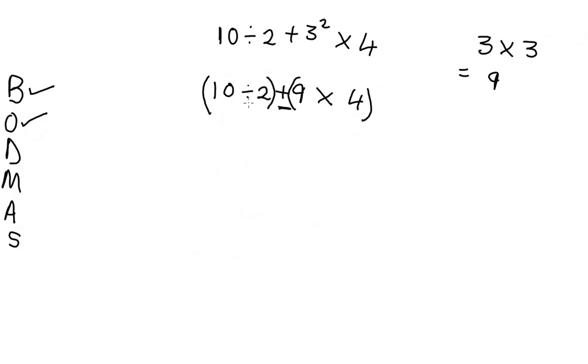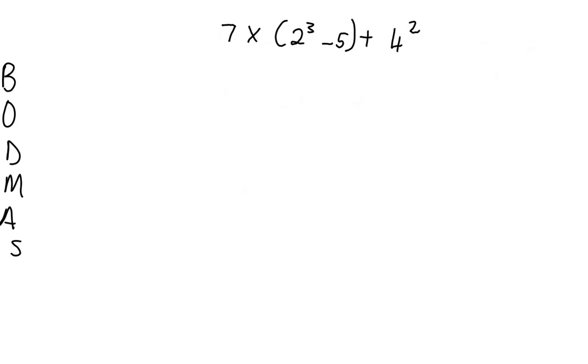10 divided by 2 is equal to 5 plus 9 multiplied by 4. 9 multiplied by 4 will give you a total of 36, and then you just add, right, in order to get your final answer. 5 plus 36 will give you a total of 41. And that's your final answer.